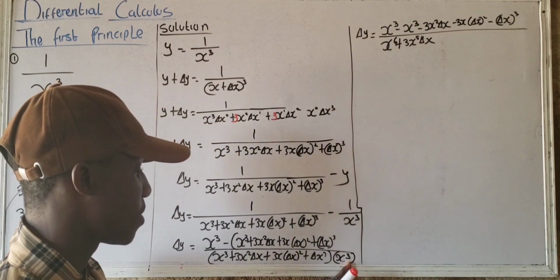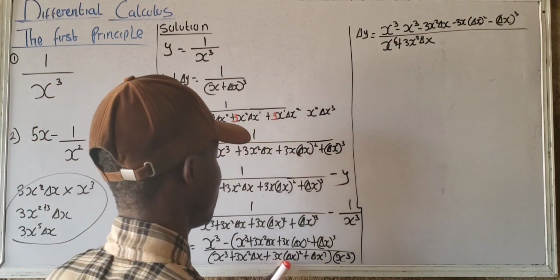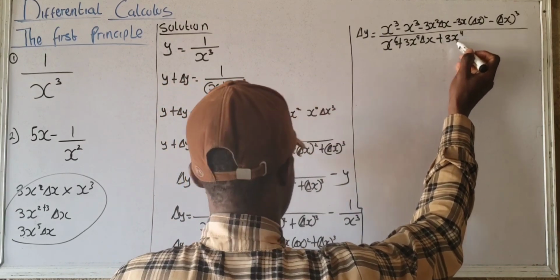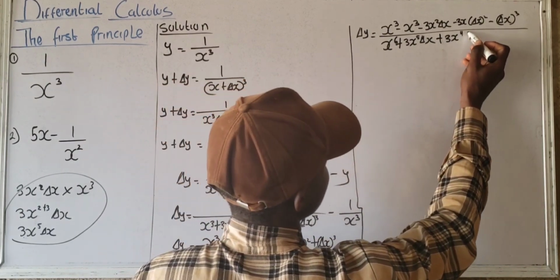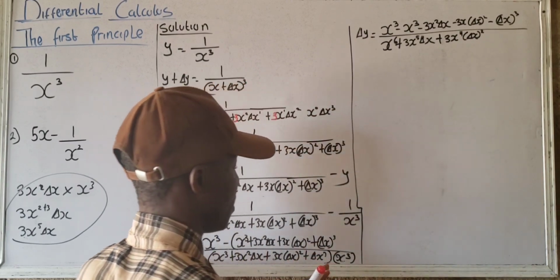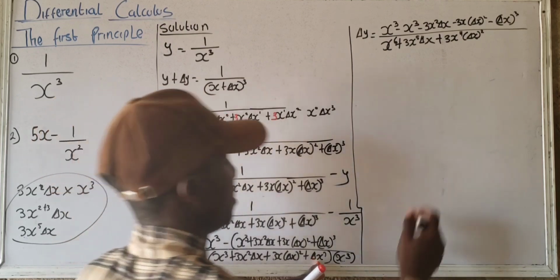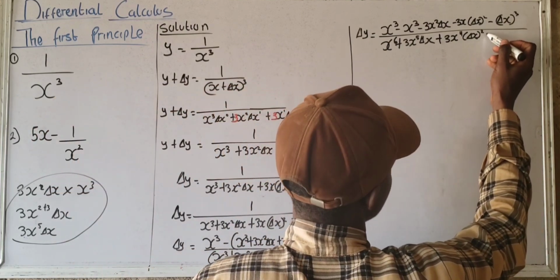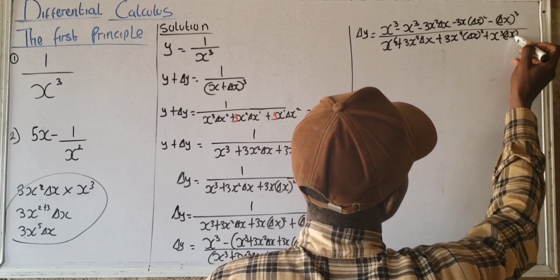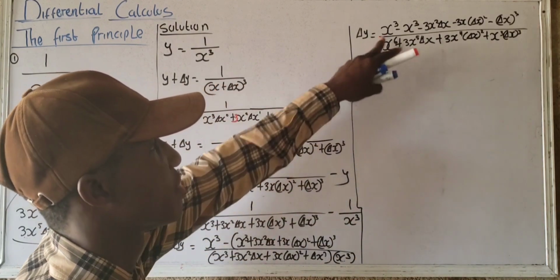Now, x raised to the power of 3 times 3x delta x squared. That will be what? That will be plus 3x raised to the power of 4 delta x squared. Okay? Now, x raised to the power of 3 times delta x raised to the power of 3. That will be what? Plus x raised to the power of 3 delta x raised to the power of 3. Okay? Now, having arrived at this time, let us simplify the numerator.